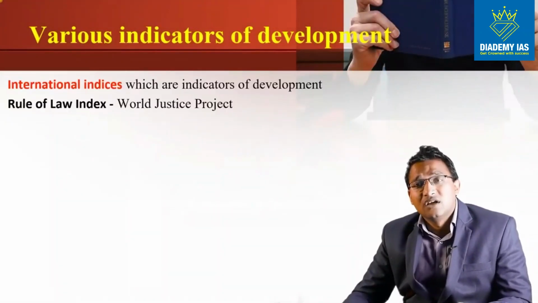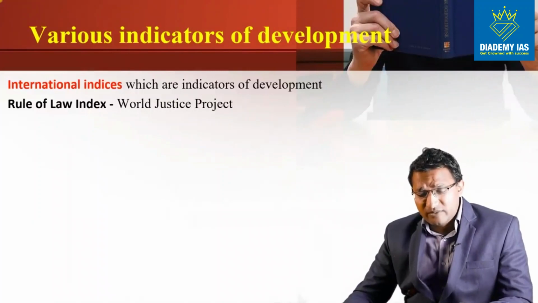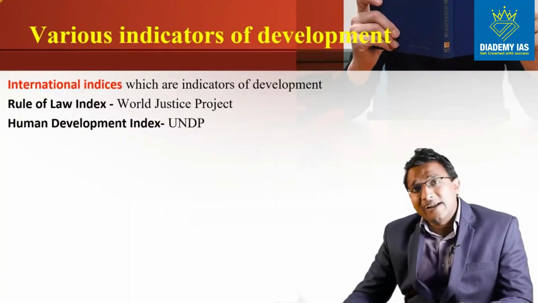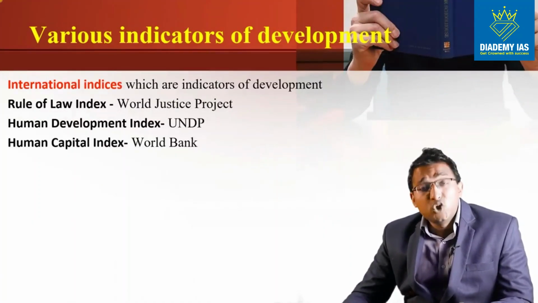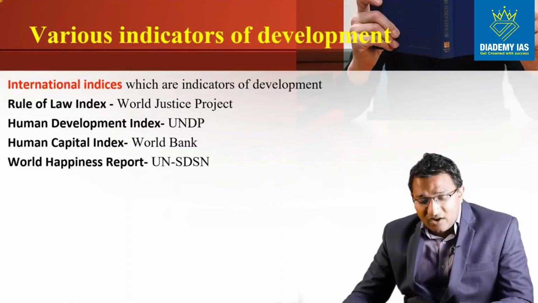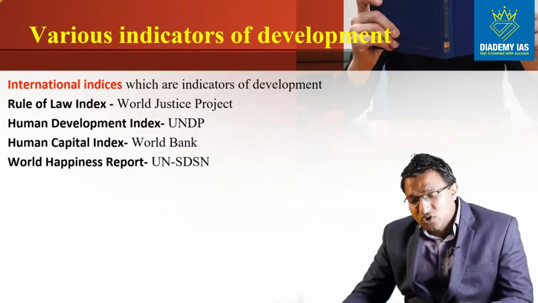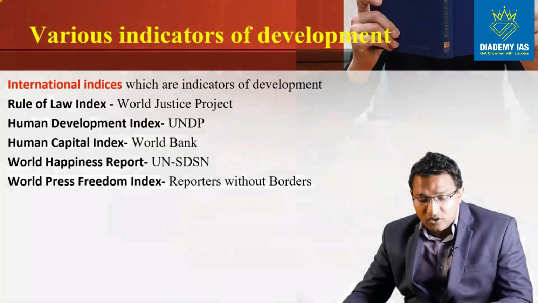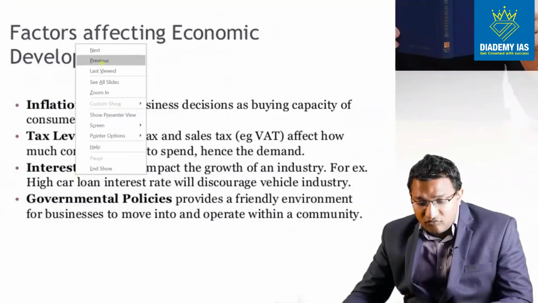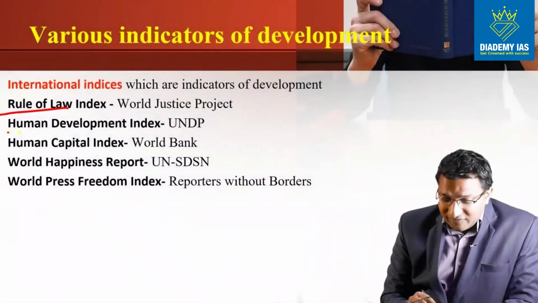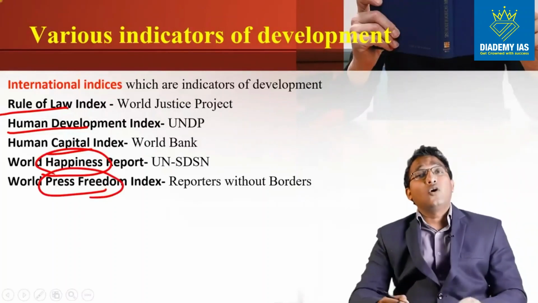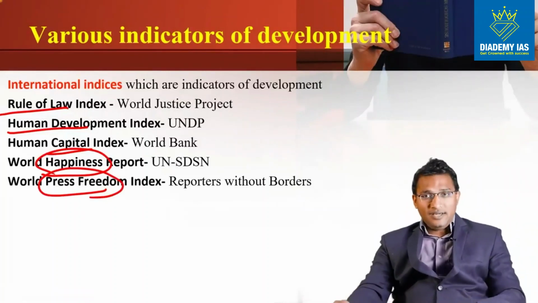So all these can be the indicators, and there are various international benchmarks also. What are these international benchmarks? Some of the important benchmarks can be the Rule of Law Index, which is given by the World Justice Project, the Human Development Index, which is given by the United Nations Development Programme, the Human Capital Index, which is given by the World Bank, the World Happiness Report, which is given by the United Nations SDSN, and the World Press Freedom Index by Reporters Without Borders. So here we can see that rule of law, human development, human capital, happiness, press freedom, all of these are also part of economic development, right? So this development has to be comprehensive.